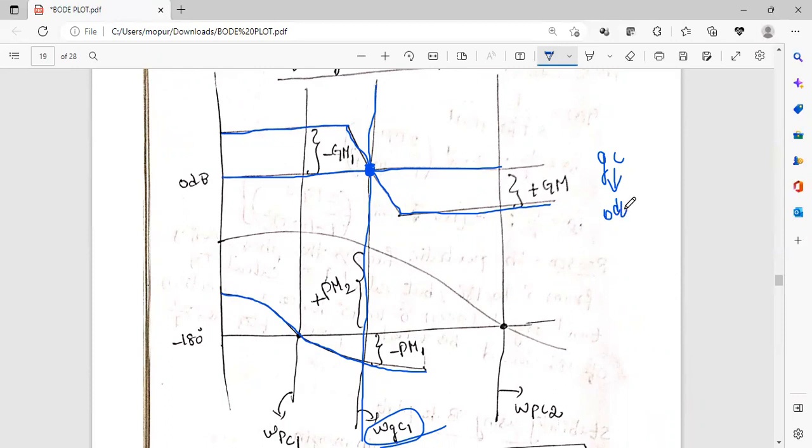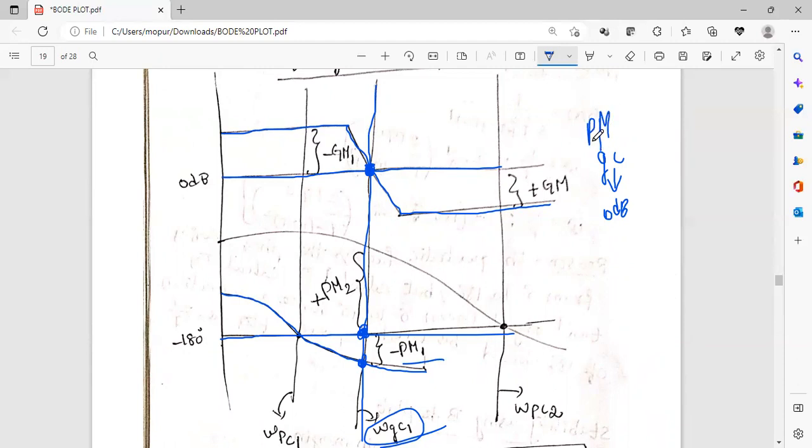Now at this gain crossover frequency, you draw a vertical line. Now, the distance between the minus 180 degree line and the phase angle plot, where the phase angle plot intersects this minus 180 degree line at this gain crossover frequency, this distance is said to be phase margin. So phase margin is obtained from the gain crossover frequency.